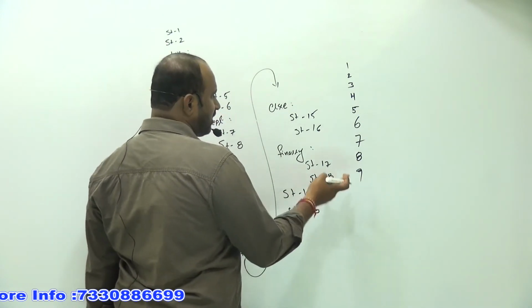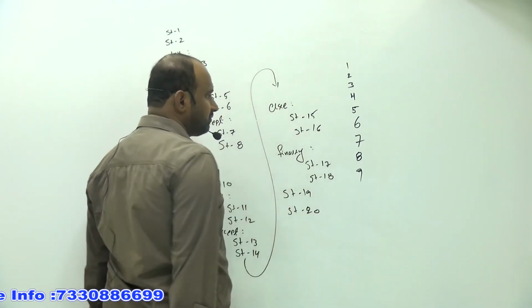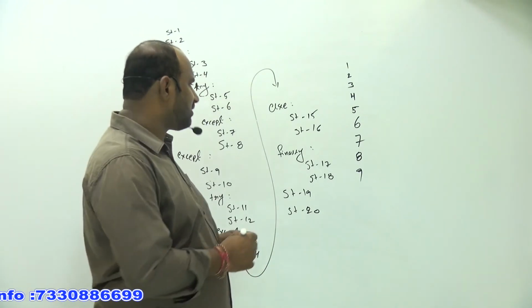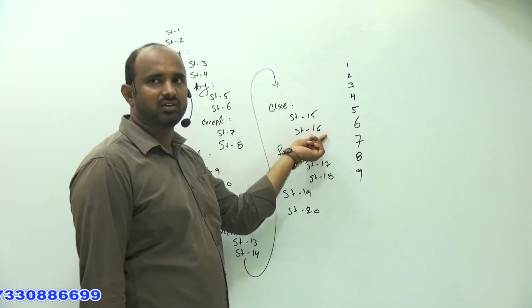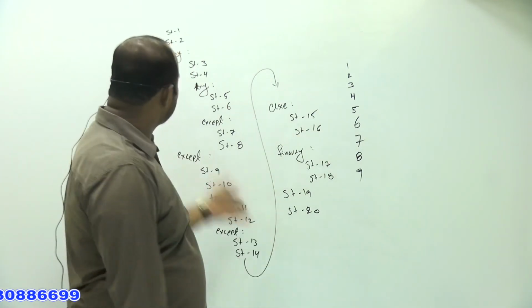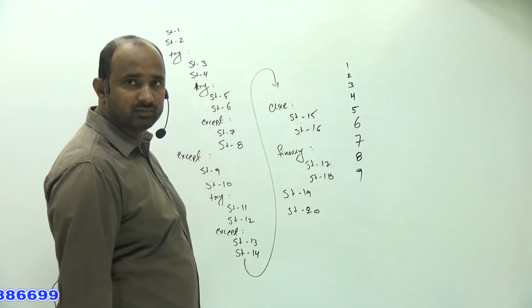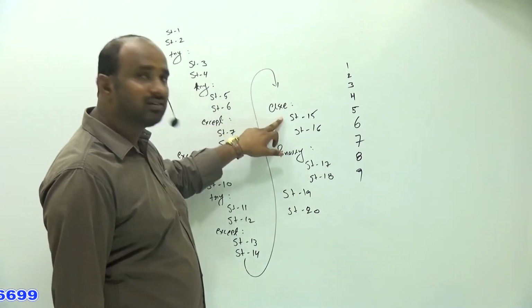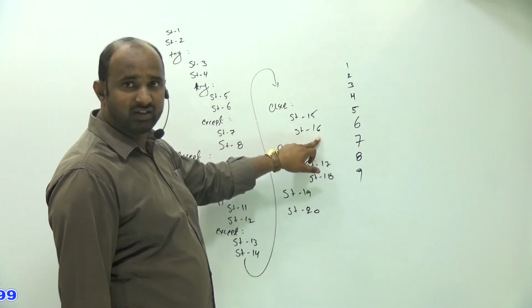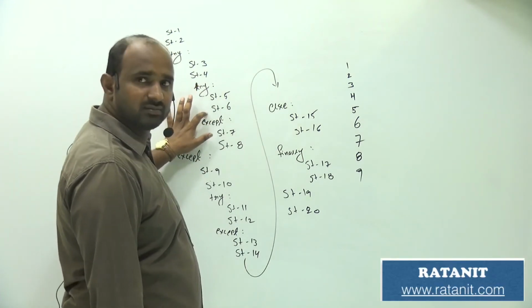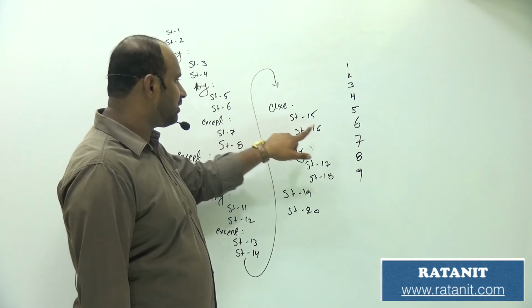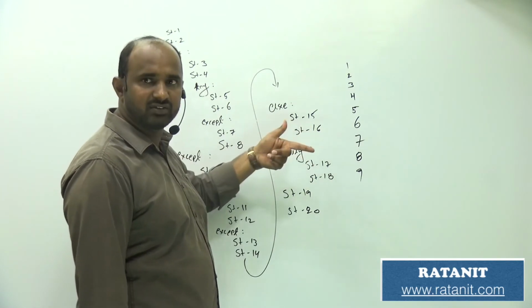Exception raised in statement 16. Then what is the output? It means here there is no exception at 15, and only if there is no exception does control go to the else block. Exception in statement 16, right? Then what is the output? 1, 2, 3, 4, 5, 6, 15, 16, abnormal termination. That's it.